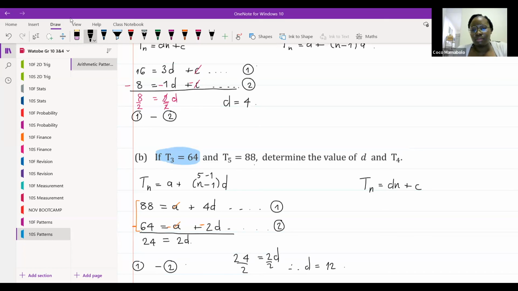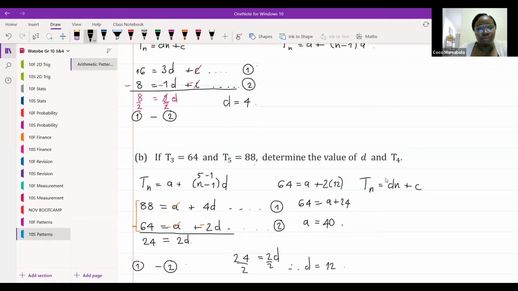So what's the next step? I think next we can substitute the value of D into the original equations to find A. So the first equation is 64 is equal to A plus 2 open brackets 12 close bracket. Then 64 is equal to A plus 24. So A is equal to 64 minus 24, which is going to give us 40. The answer is 40.